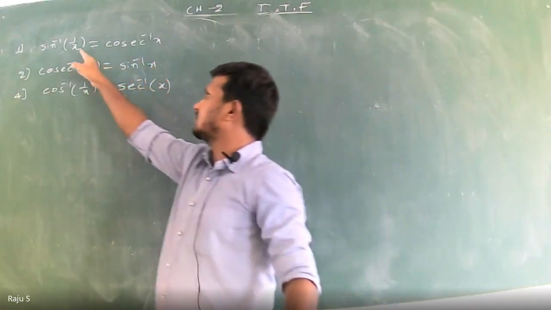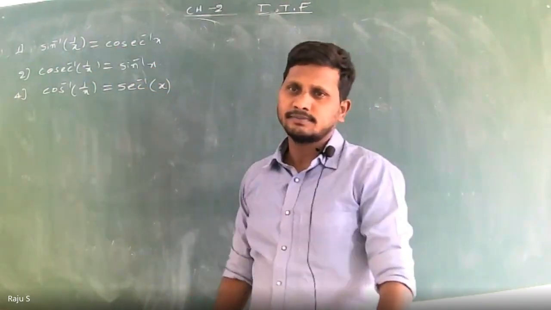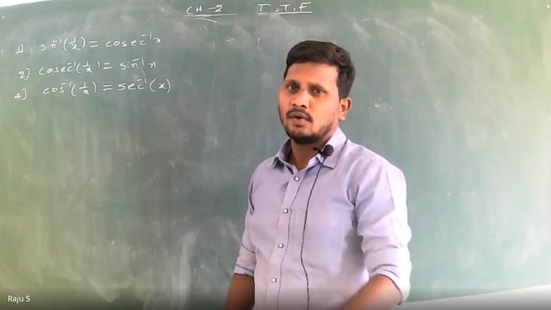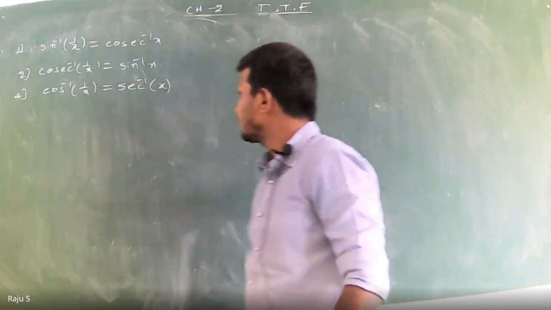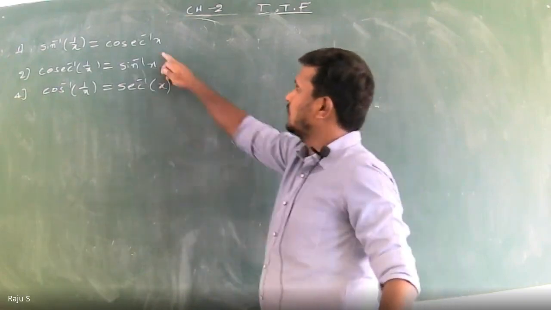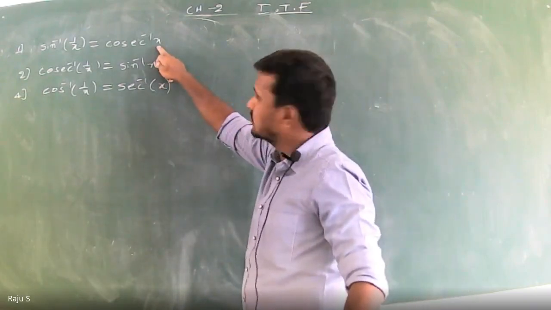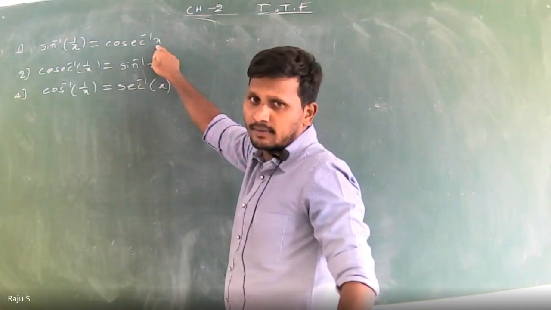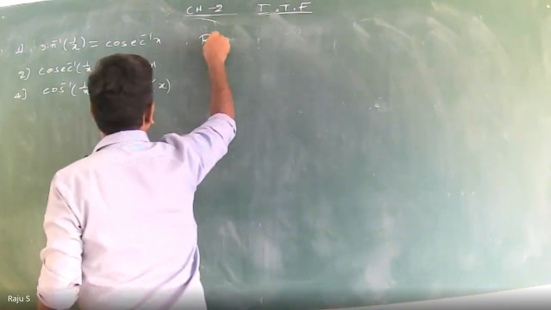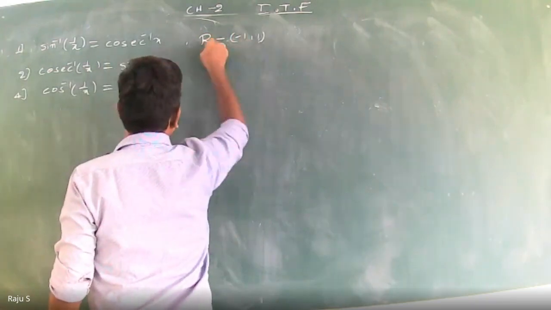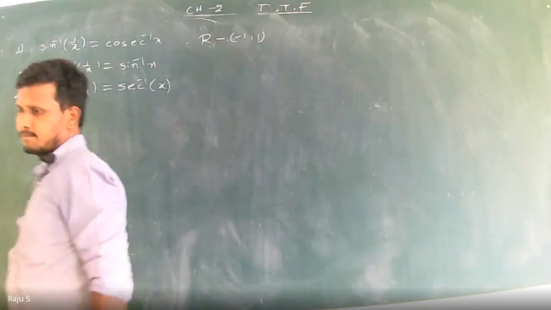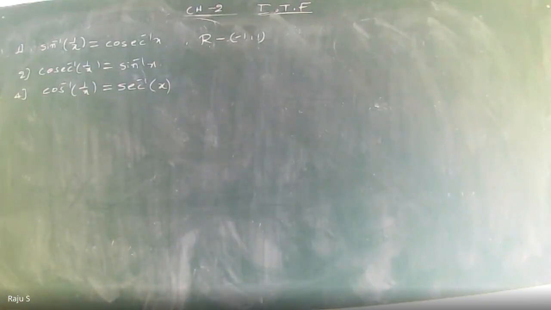So what is x here? X belongs to what? Domain. Domain of x. So what is the domain of cosecant inverse of x? Here R minus (-1, 1). And these are also basic formulas only. But the main thing is like 2 sine inverse x, 2 cos inverse x, 2 tan inverse x. These three formulas are very, very important.